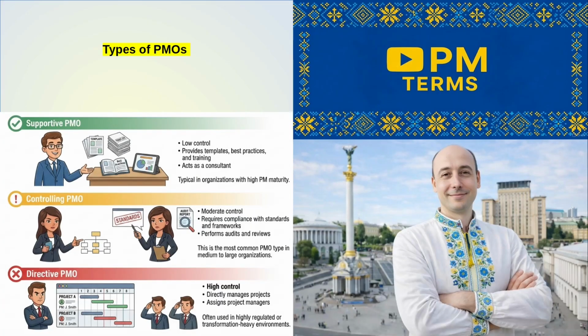On the other hand, we have the controlling PMO. This type has moderate control and requires compliance with standards and frameworks. It also performs audits and reviews. This is the most common PMO type in medium to large organizations.